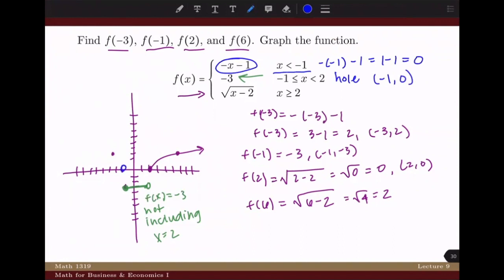And then x minus 1 is a linear equation, so it's just going to be a line. And this is what a piecewise function looks like graphed. It's like little pieces of different graphs that you've just cut and pasted onto the same graph. All right? Let's move on.